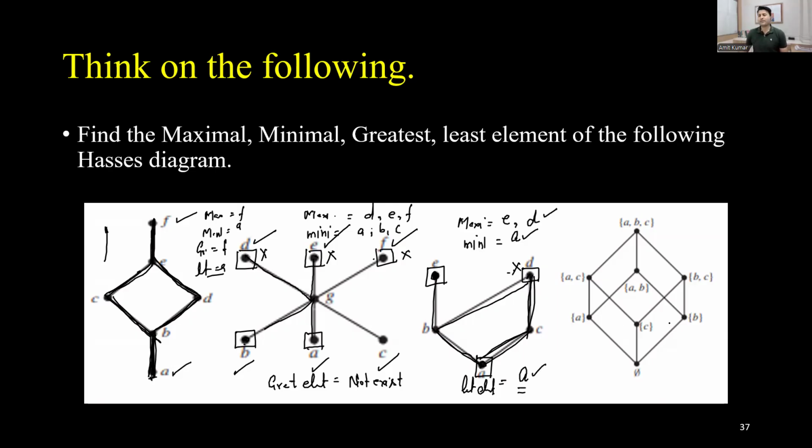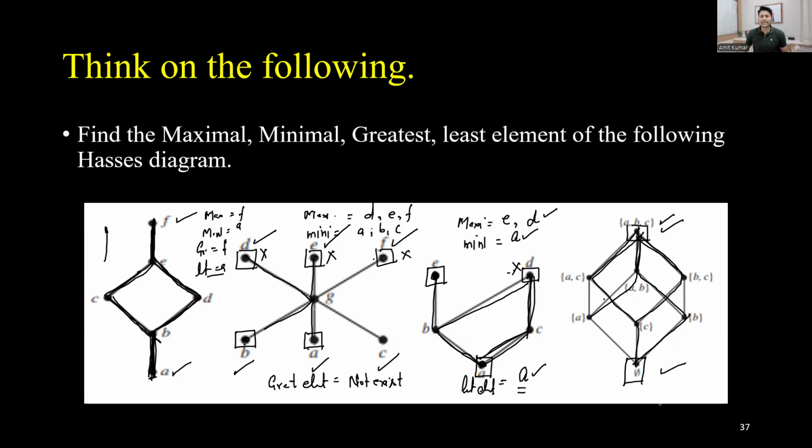For example number 4, maximal is ABC, the upper bound of every element. We can arrive at ABC from any point. So ABC is the greatest element, the upper bound of every element, and it is also the maximal one because there is no upper bound of ABC. Maximal is which does not have any upper bound. Greatest is which is the upper bound of everyone. So in this example, maximal is ABC and greatest is also the same thing.